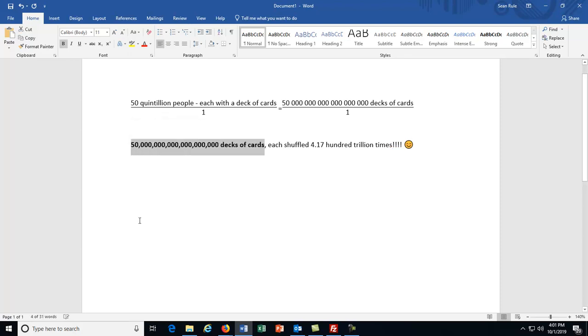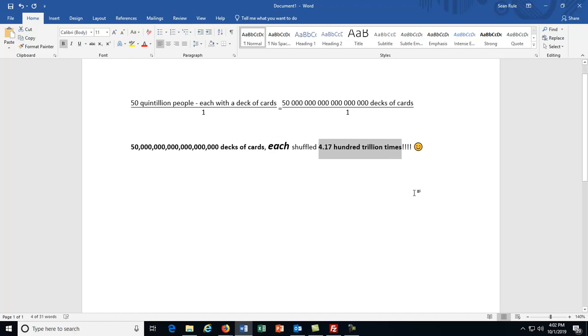So each one of those decks of cards gets shuffled this many times. If it was just one deck of cards, it would be 417 trillion times. If it was two decks of cards, it would be twice this, 8.34 trillion times. If it were three decks of cards, it would be about 12 and a third trillion times.